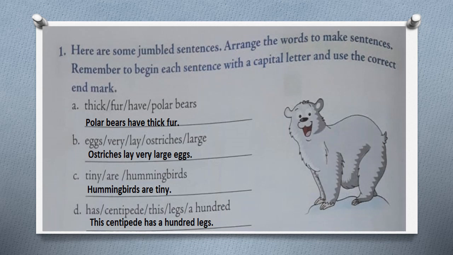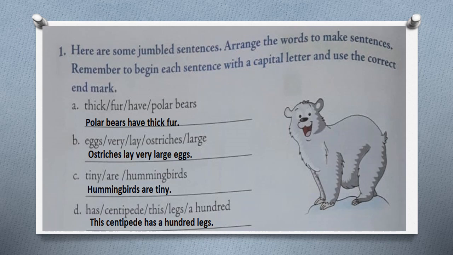Here are some jumbled sentences. Arrange the words to make sentences. Children, remember to begin each sentence with a capital letter and use the correct end mark. See the A part. Here are words: thick, fur, have, polar bear. The correct sentence you can write: polar bear have thick fur. Full stop.